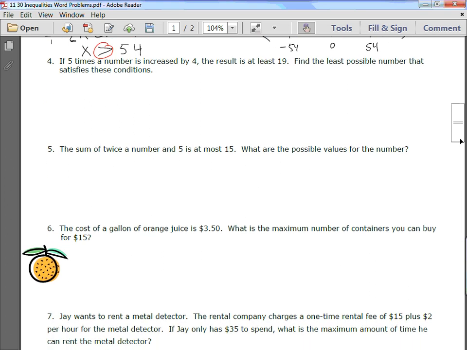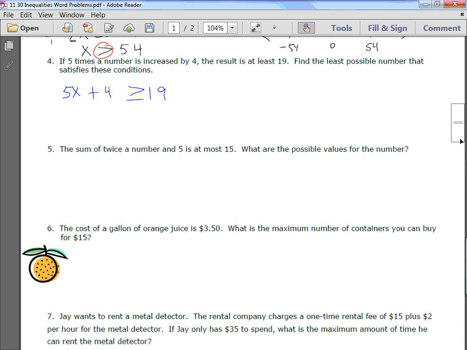Number 4, we did this as a warm-up today in class. Most of the kids did very well on it. Some kids are still struggling, but 5 times a number, so that's 5x increased by 4 is at least 19. It could be more than 19, so when we say at least, that means we have to be greater than or equal to 19.